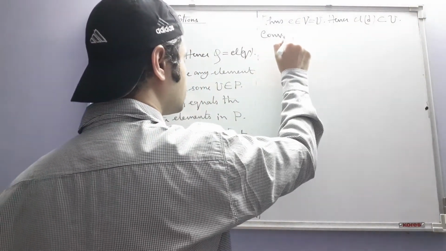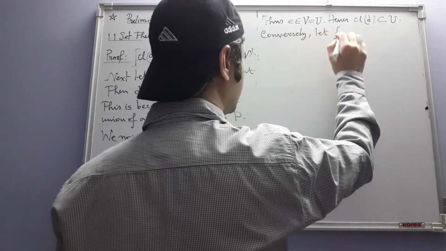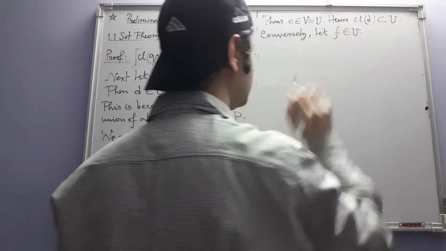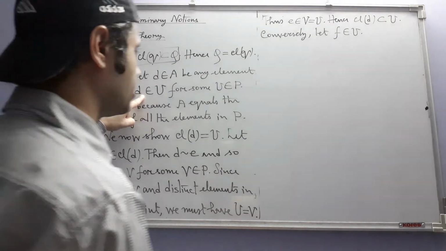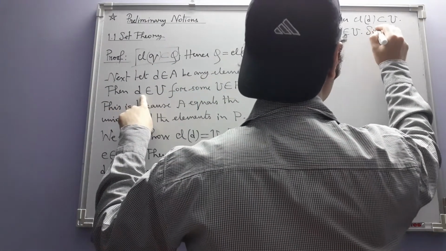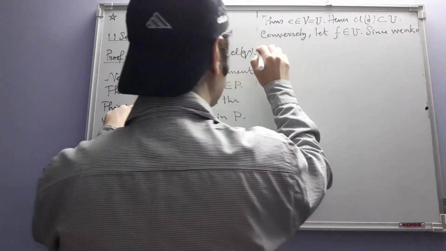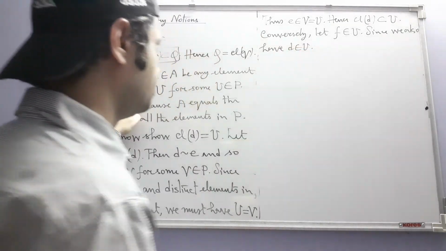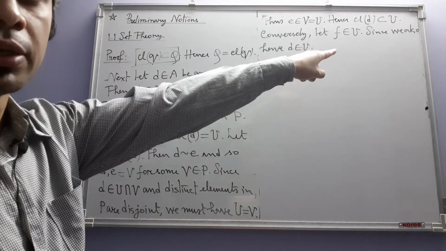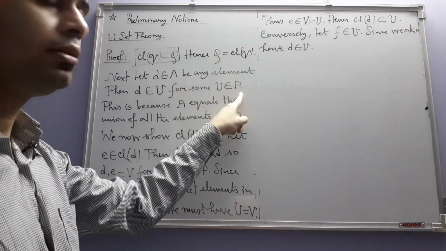Conversely, let F be any element in U. Okay, and I believe there is, yes. You see, D also belongs to U. Since we also have D belongs to U, D and F will be related because they belong to the same set, that is, an element in P.